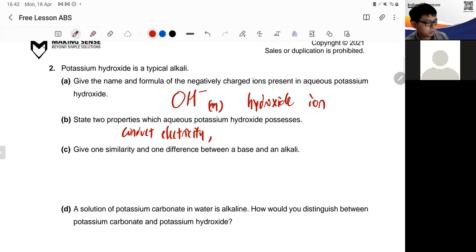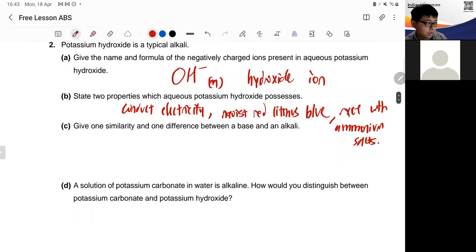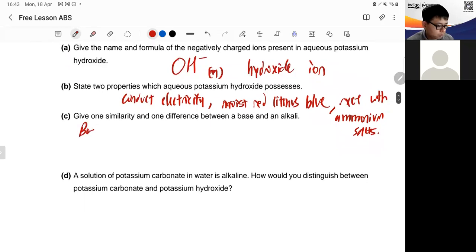What else? Because it says properties, they never say physical or chemical, so you can just give any. How about turns red litmus blue? It doesn't even need to be moist because there's water already. How about reacts with ammonium salts? So many properties. One similarity and difference between a base and an alkali. Both react with acids the same way, right?